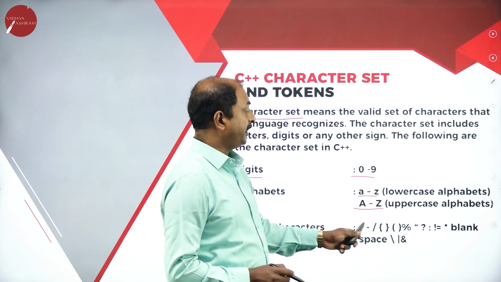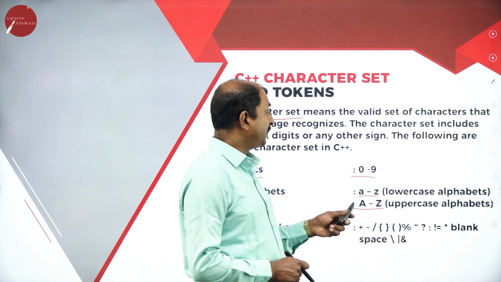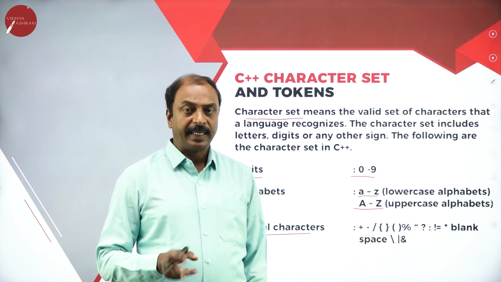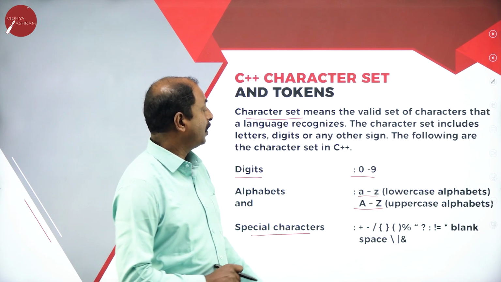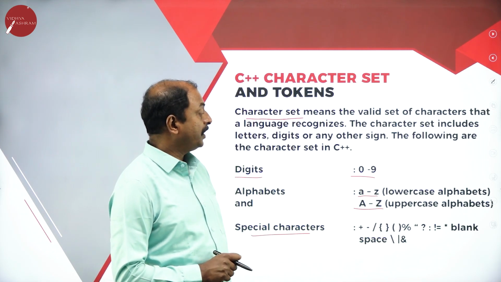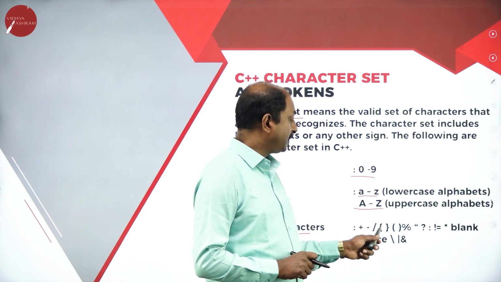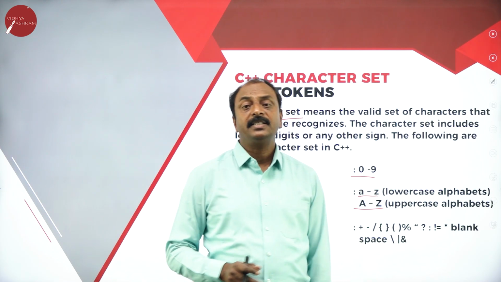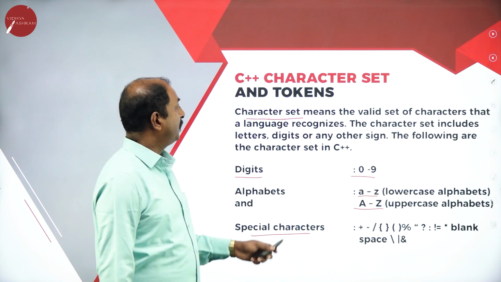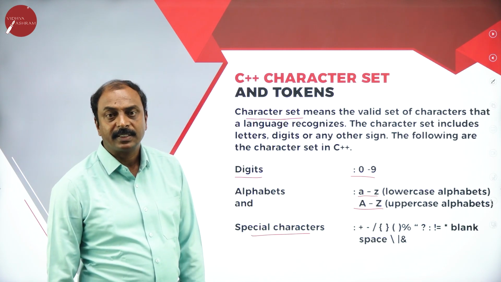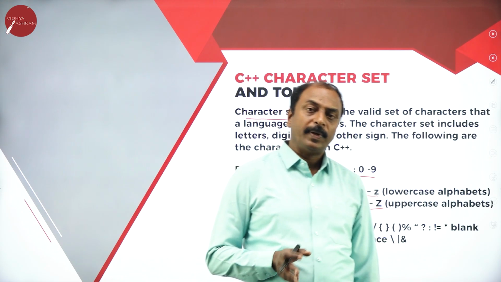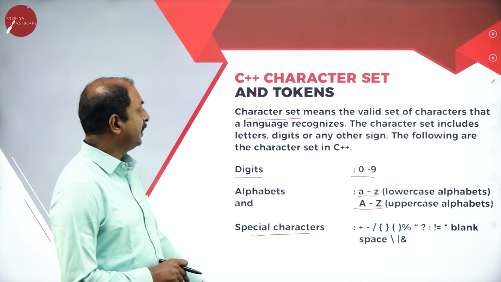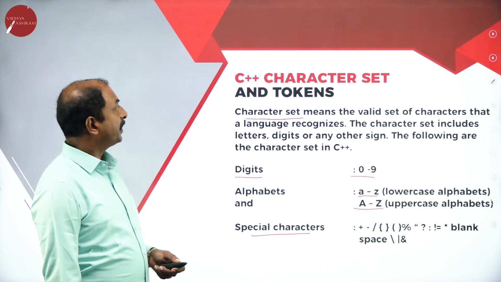Other than numbers or digits from 0 to 9, and alphabets A to Z, uppercase and lowercase, all other characters which are available on the keyboard are treated as special characters. So it includes plus, minus, division symbol, brackets, semicolon, comma, and so on, and even a blank space has a value in programming. This is the meaning of character set. So what is a character set? It is a set of characters recognized by the C++ compiler for programming in C++. Generally, these are the character sets. Now let us move on to the next slide.